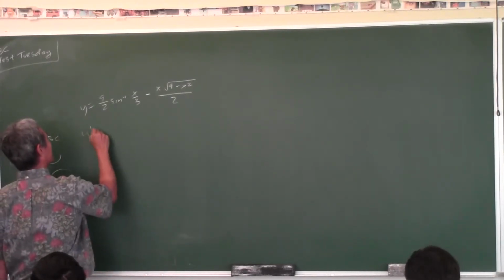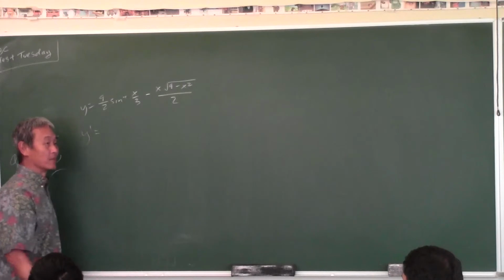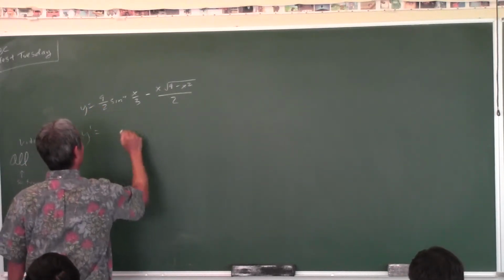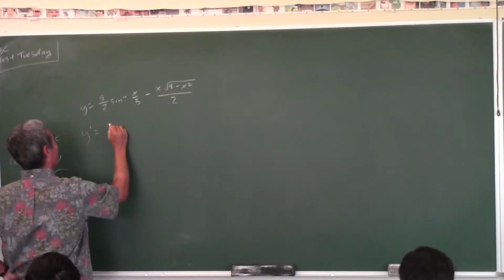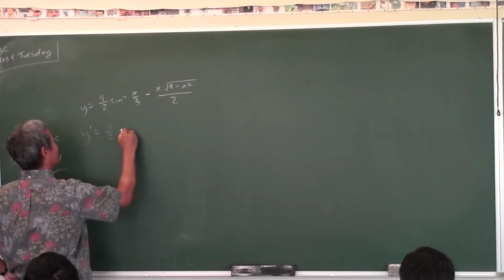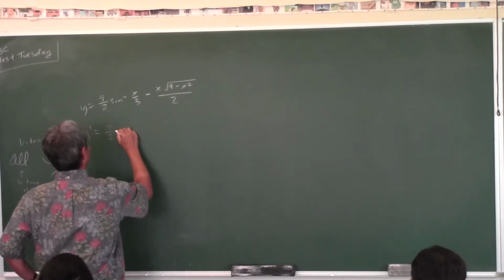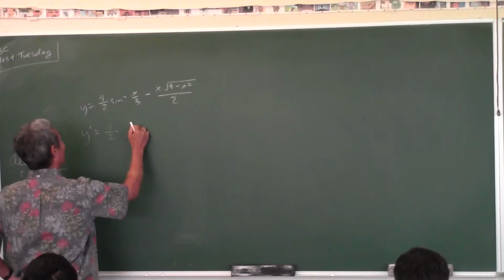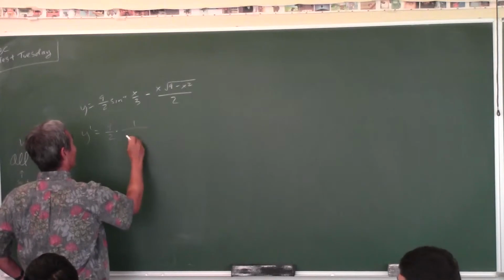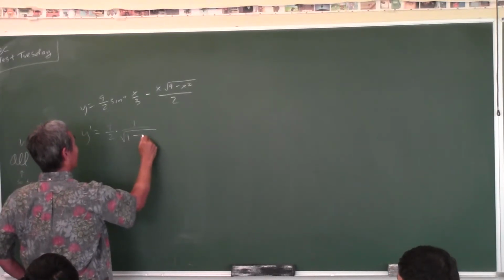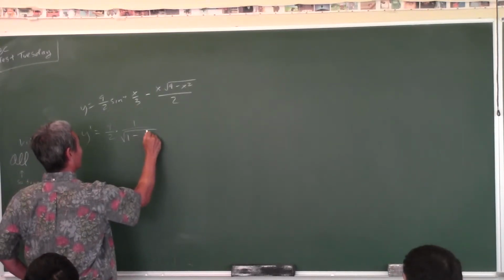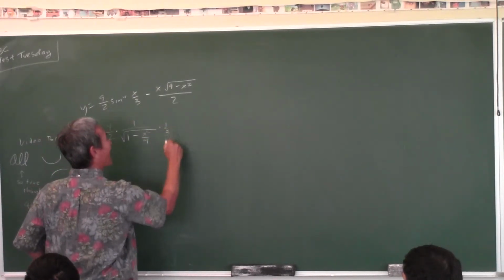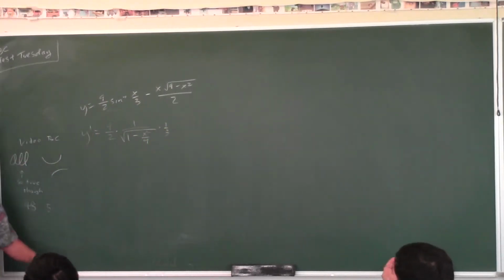So, who's going to do the first term? Just this one right here. 9 over 2. Read it off your paper. What is it? One over the square root of 1 minus x squared over 9, times 1/3. Beautiful. Write it down on paper.